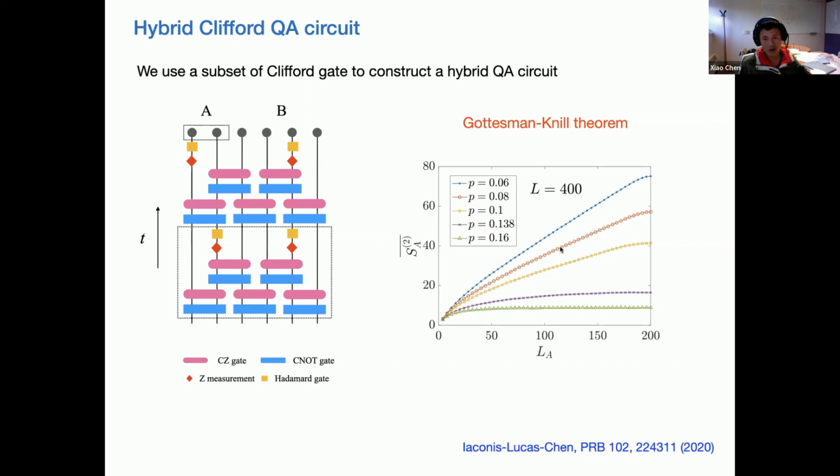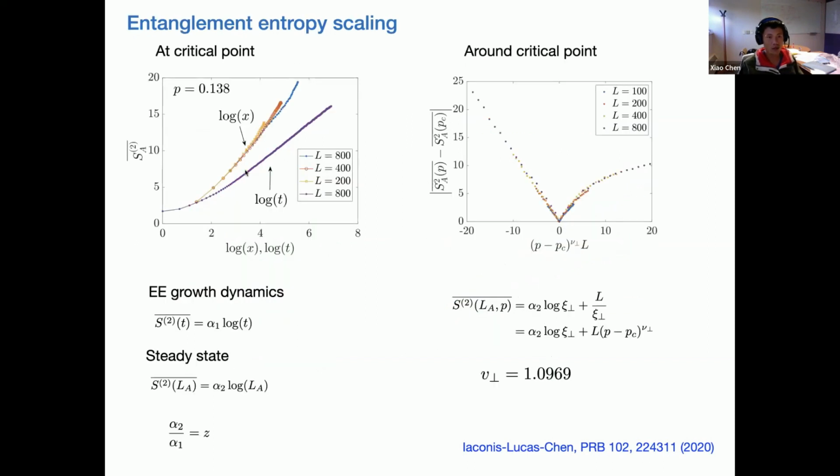So we first identify the critical point. The critical point is around p equal to 0.138 in this circuit. And then we could show that at the critical point, there's some logarithmic growth in the time direction, and also logarithmic growth as a function of the subsystem size. So we compare them numerically. Looking at the coefficient, we get this critical exponent as a dynamic exponent consistent with the directed percolation universality class.